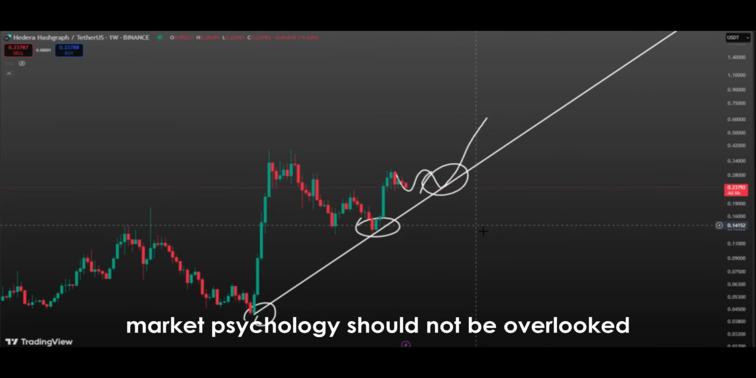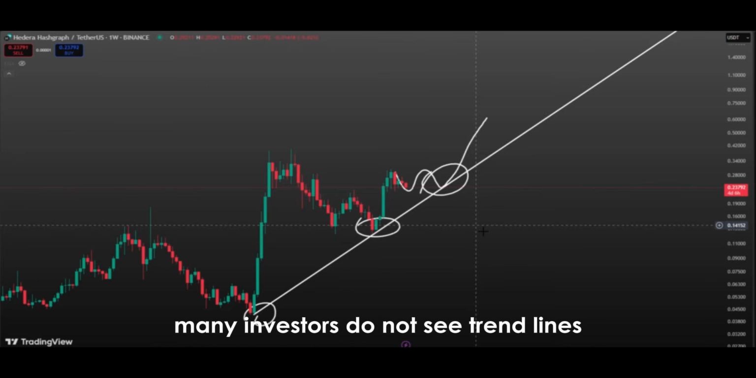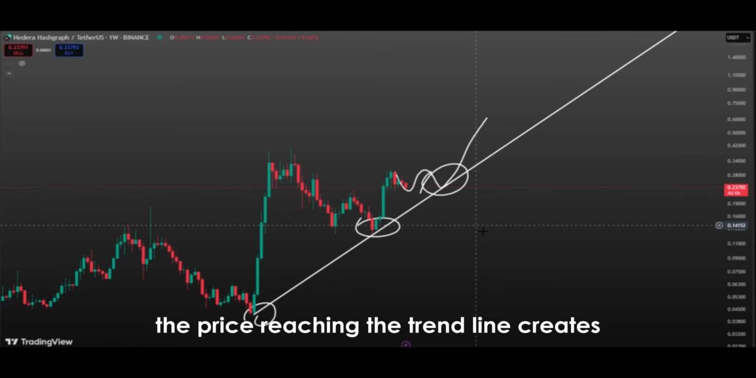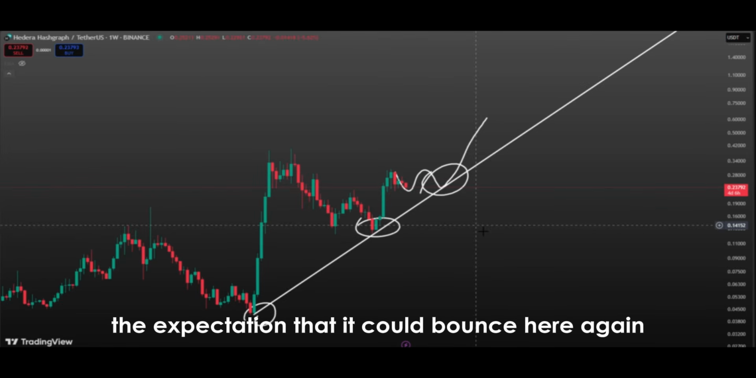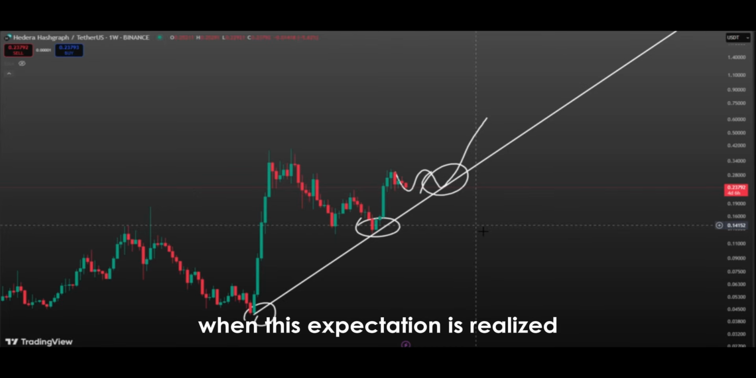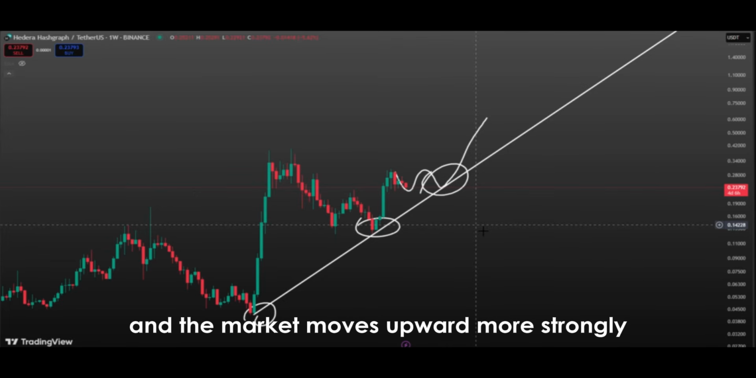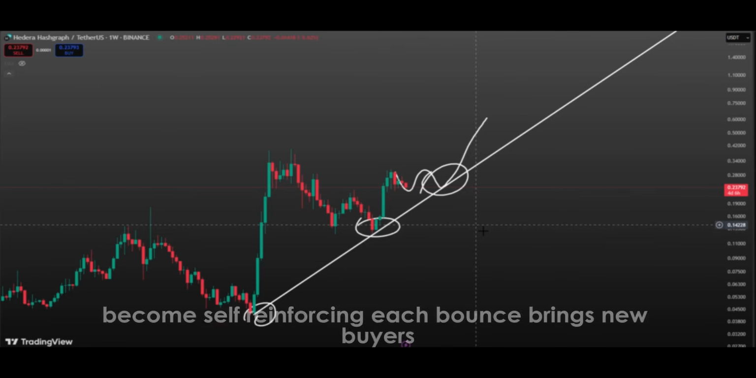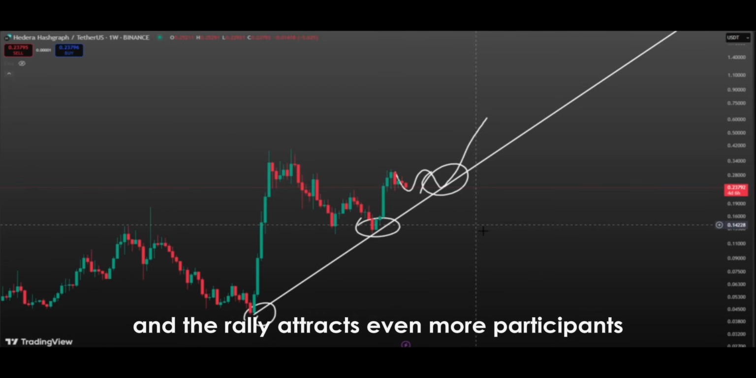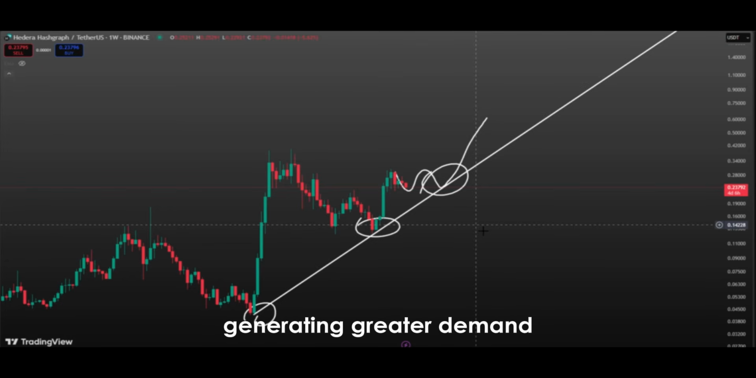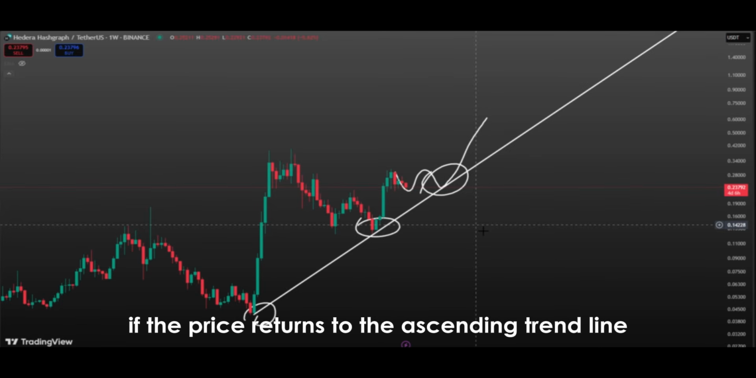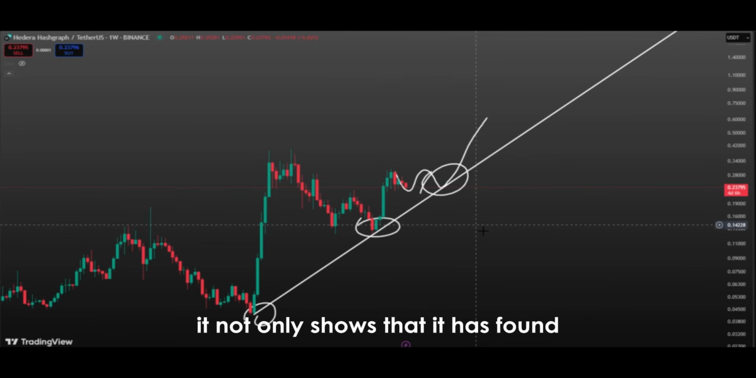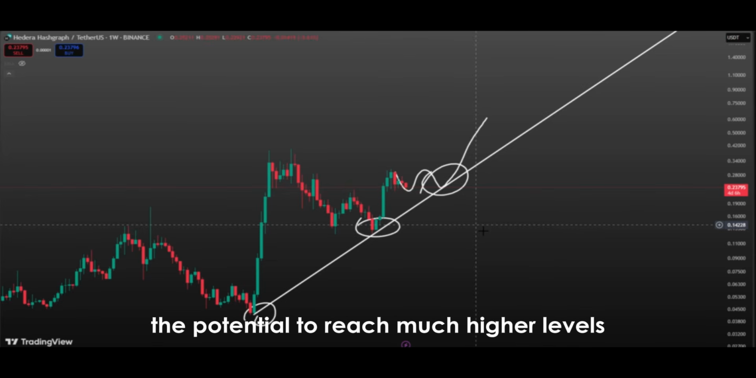Market psychology should not be overlooked. Many investors do not see trend lines merely as lines on a chart, they perceive them as a safety net. The price reaching the trend line creates in investors' minds the expectation that it could bounce here again. When this expectation is realized, confidence strengthens and the market moves upward more strongly. This causes the ascending trend to become self-reinforcing. Each bounce brings new buyers, the new buyers push the price higher, and the rally attracts even more participants, generating greater demand. If the price returns to the ascending trend line and reacts upward, it not only shows that it has found support at the current levels, but also that it maintains the potential to reach much higher levels in the future.